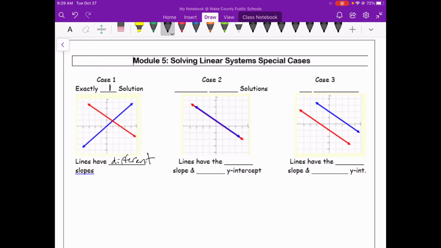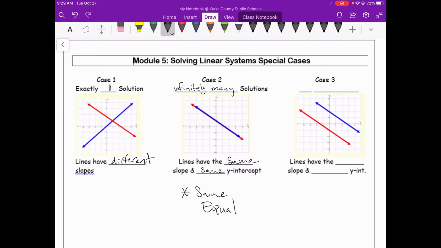And when all those points are shared, that means all those points are solutions to each other's equations. So that means they actually have infinitely many solutions. So many that we can't even count because every single point is in common and every single point is a solution to either equation. The lines have the same slope and the same y-intercept because they're the same equation.